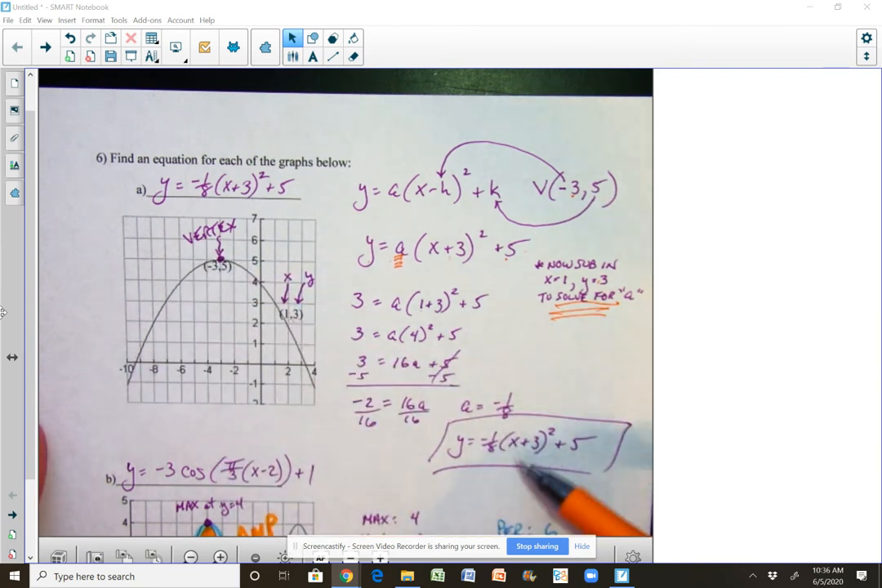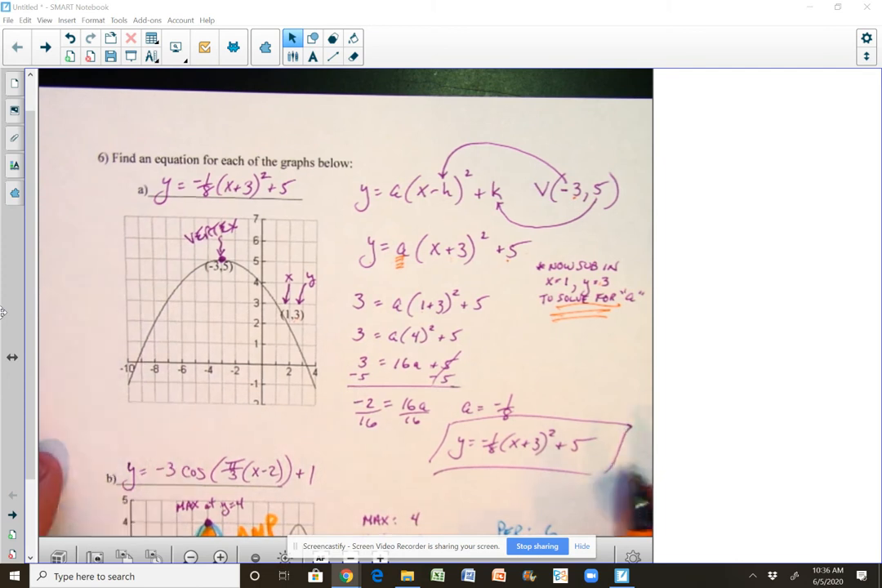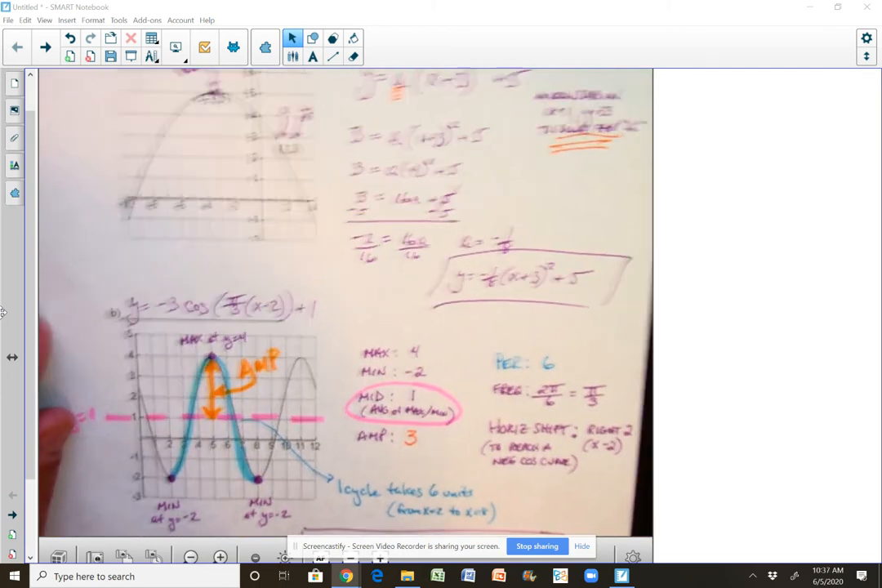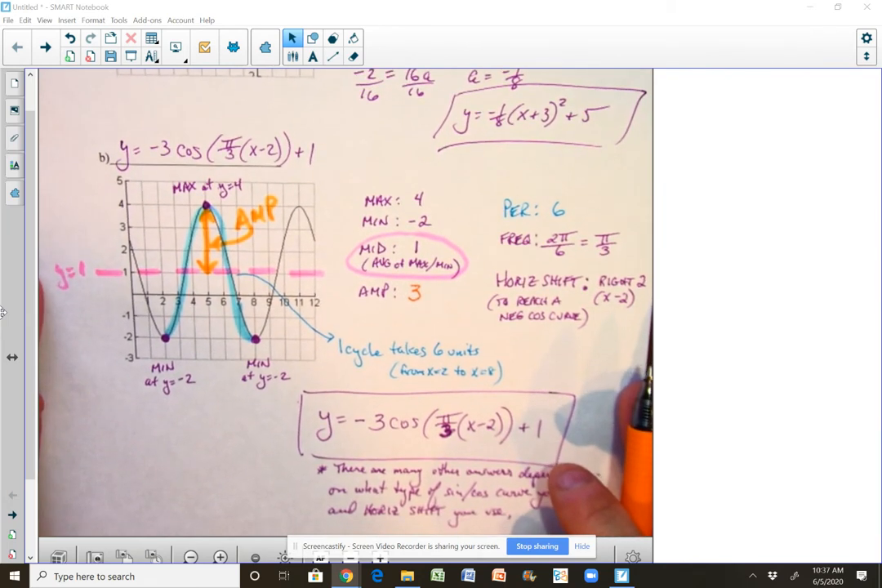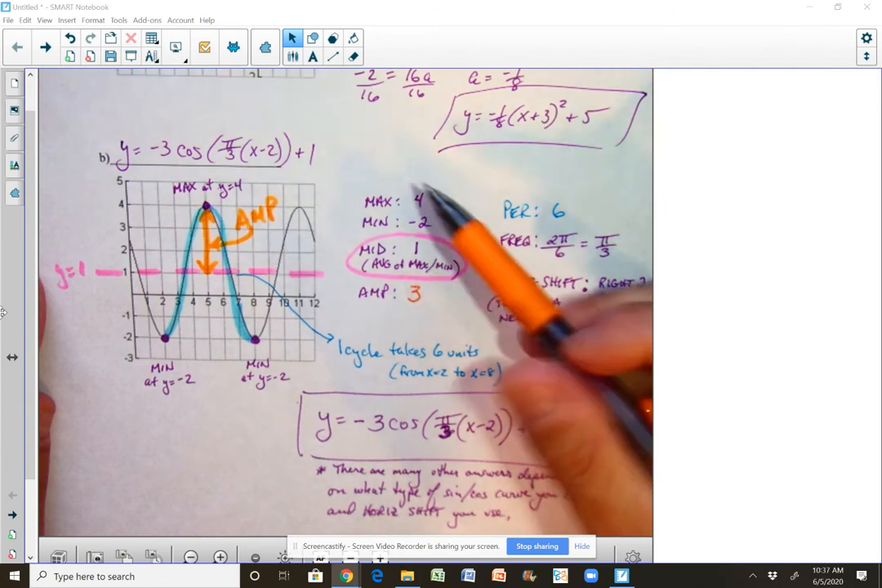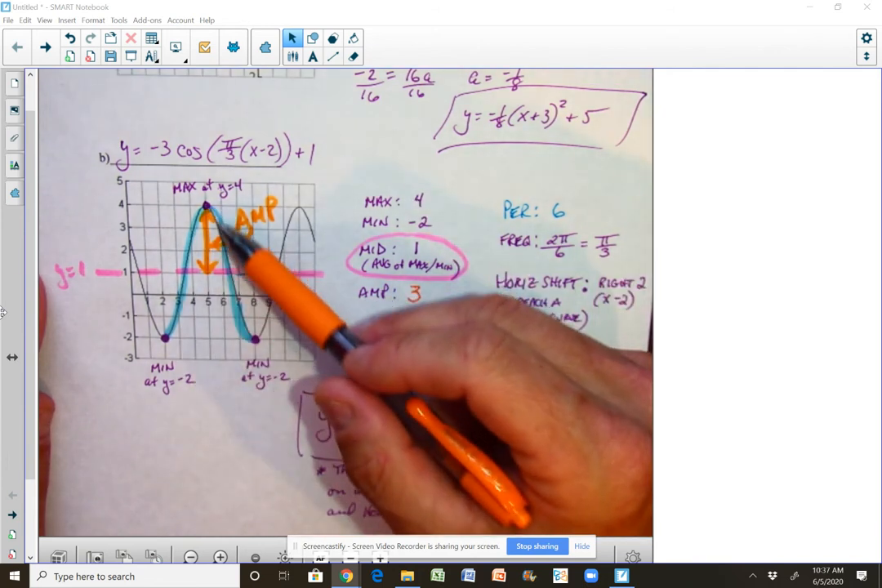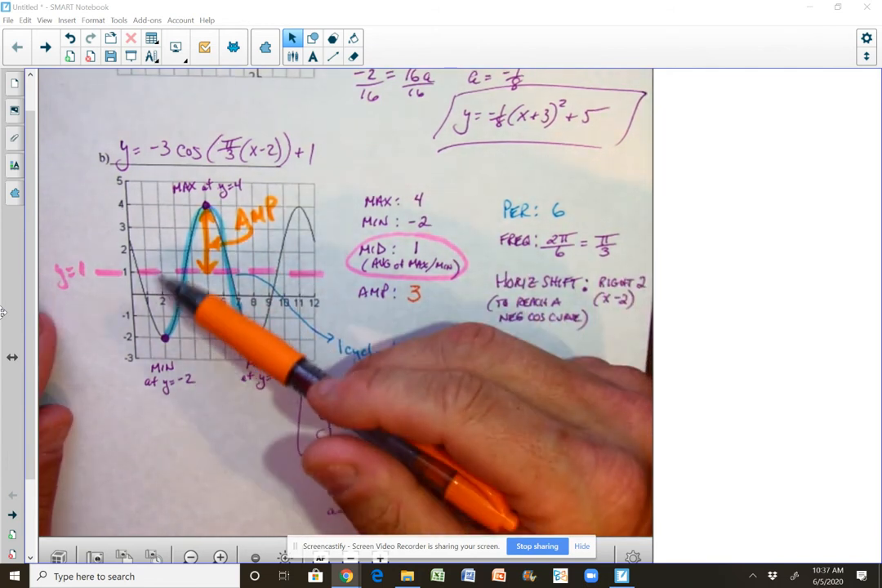So the negative leading coefficient kind of jives with that. All right. Then we go down to the bottom one. This one we have multiple answers, actually, that you can have. I showed one of them based on where I highlighted one cycle to be.